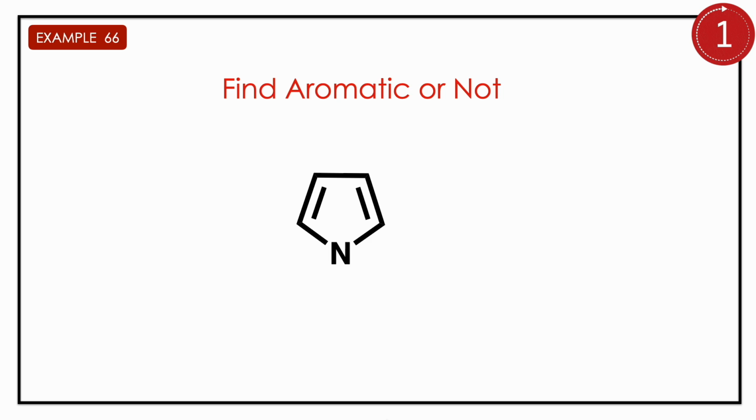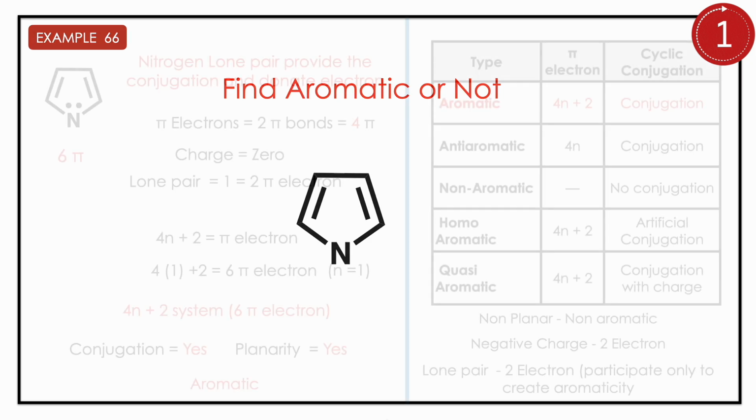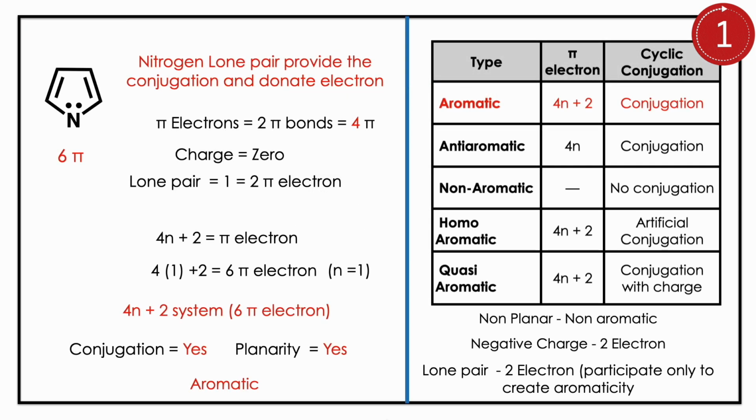Then the next example. Here you have pyrrole, which is a 5-member heterocyclic system with double bonds and nitrogen. You should find whether the given compound is aromatic or not. Here the compound has conjugation and a lone pair. The lone pair can help with delocalization, because only then does the compound become aromatic. So it has 2 pi bonds, which is 4 pi electrons. Charge is 0. It has one lone pair, so 2 pi electrons which can help with the conjugation.